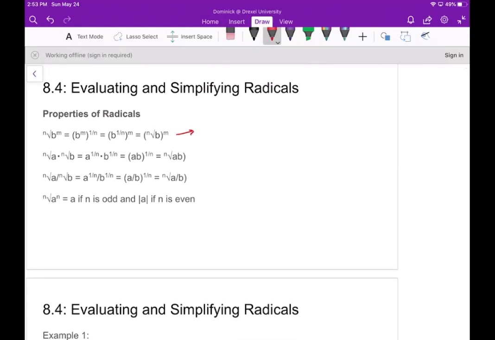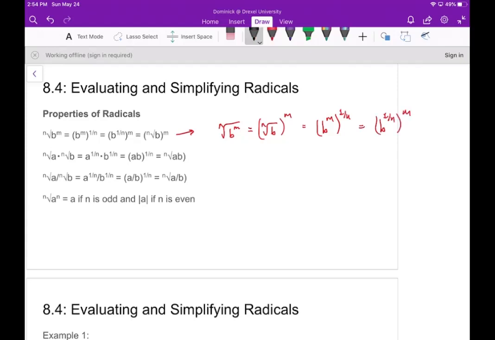Now the first one we've already sort of talked about, and that's if you have the nth root of something to a power, we could just as easily say that that's the nth root of b raised to that m power. And in fractional forms, these look like b to the m to the 1 over n, or we could say this is b to the 1 over n on the inside first, to the m.